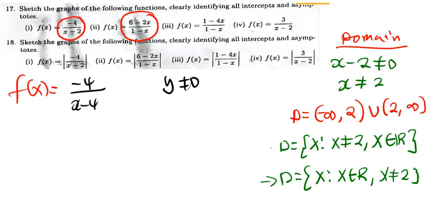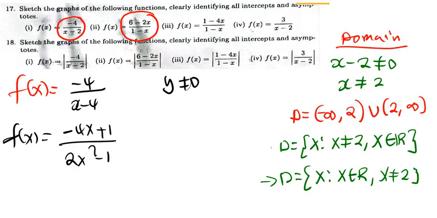Another scenario, let's say you have f of x is equal to negative 4x plus 1 divided by 2x squared minus 1. Is this function bottom heavy? Yes, this function is bottom heavy because the denominator has got the highest power of x than the numerator. Even here the range is y is not equal to 0. Okay? So you just compare the powers of x on the numerator and on the denominator. How are they?